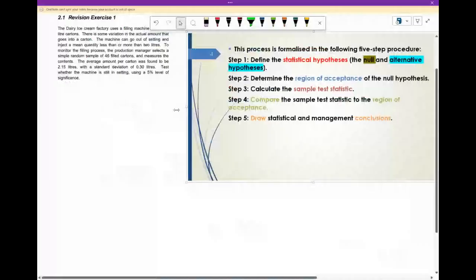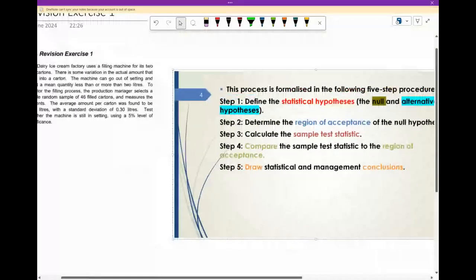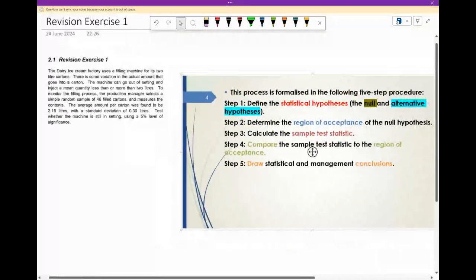Okay, so I just stuck this here because it will make our lives easier when going through the question.